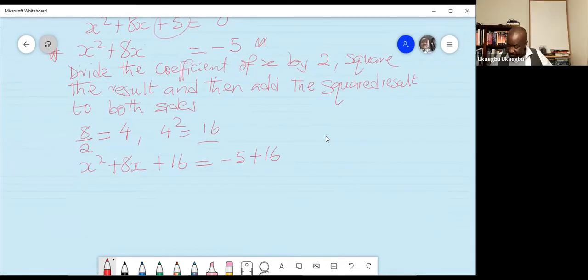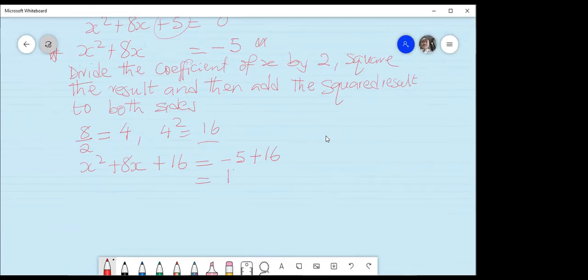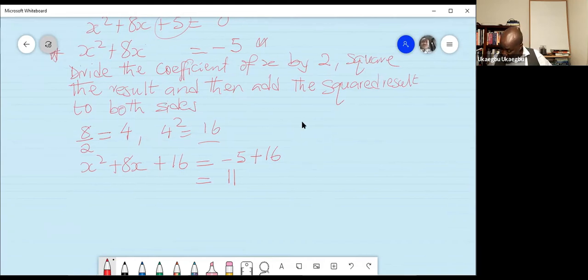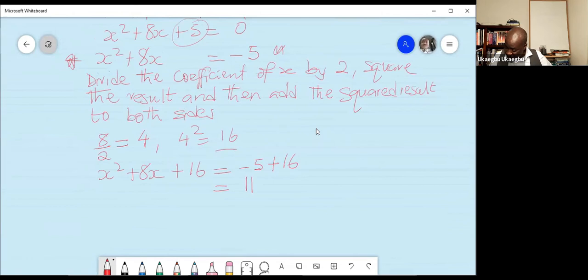Let's deal with the right side. Negative 5 plus 16 gives us what number? 11. Okay. So now the left side is factorable. This 4 is the magic number. So just say x plus 4 whole squared is the factor of these. Remember you're factoring? Okay. So you have x plus 4 whole squared is equal to 11.